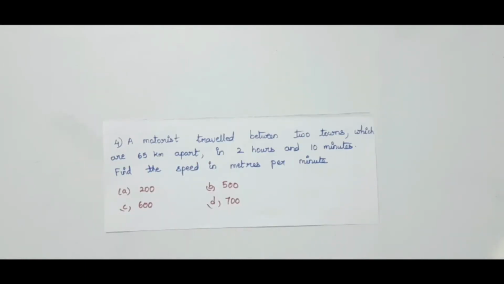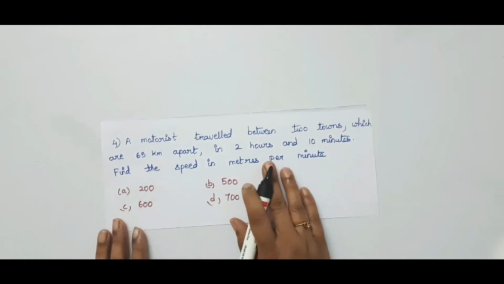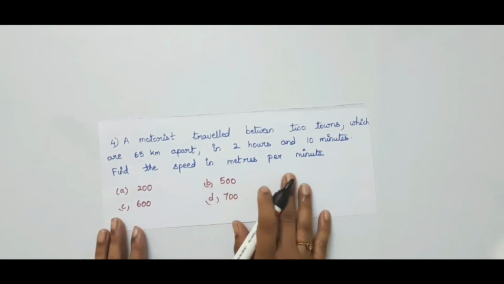Next problem. A motor is travelled between two towns which are 65 km apart in 2 hours and 10 minutes. Find the speed in meter per minute. Options given as A 200, B 500, C 600, D 700. In this problem, he has given the distance in kilometers and time in 2 hours 10 minutes, and asked for the speed in meters per minute.